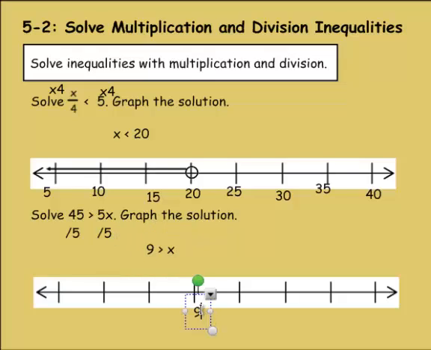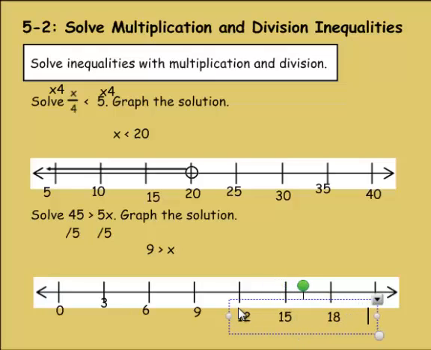So we'll put 9 in the middle here. We'll count by 3's, so 6, 3, and then 0. And we'll make this 12, 15, 18, and 21. I'm also going to go with the open circle here because it's greater than x. And then I see that x is less than 9, so I need to take this arrow to the left.